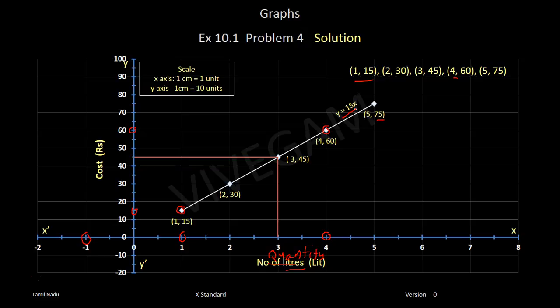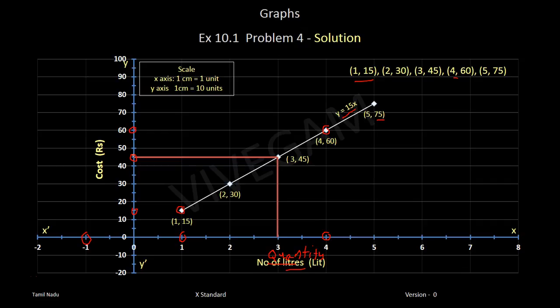Now we are asked to find the cost of 3 liters, right? So from 3, draw a vertical line. It will cut the line at one particular point, and from there draw a line parallel to the x-axis. It will cut the y-axis at one particular point. So that is our cost. So this is the point it cuts. So what is the value? This is 40. This is a midpoint. So 45 rupees is the cost of 3 liters.